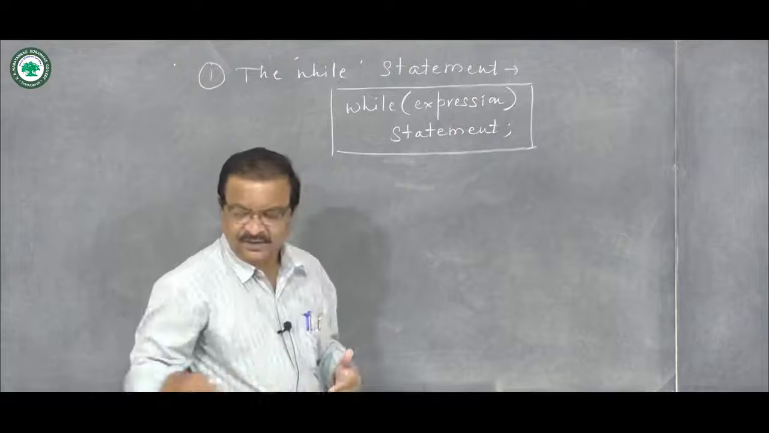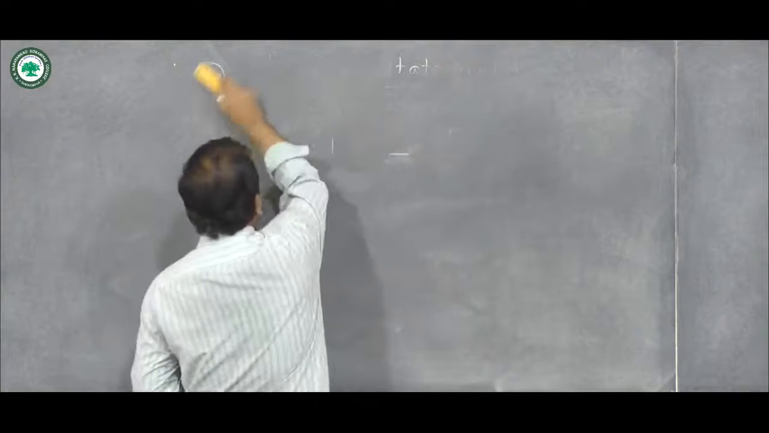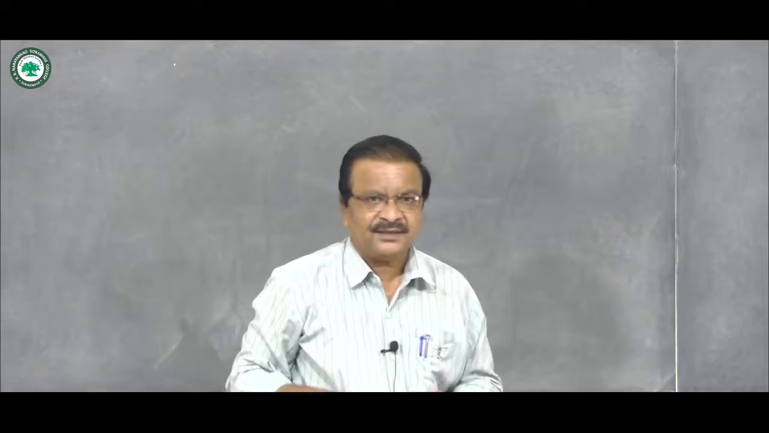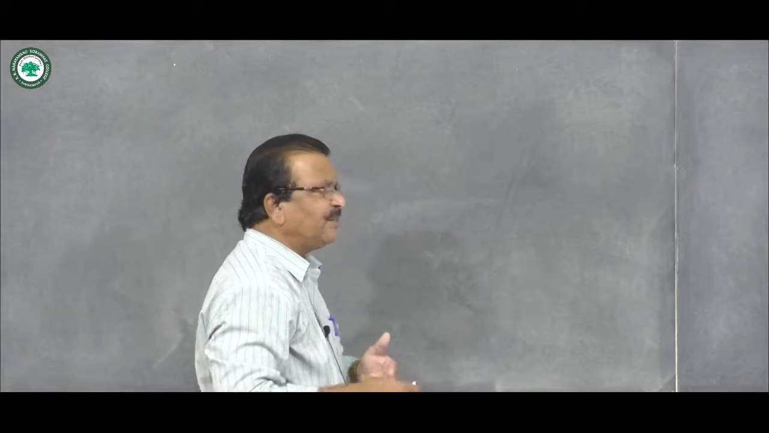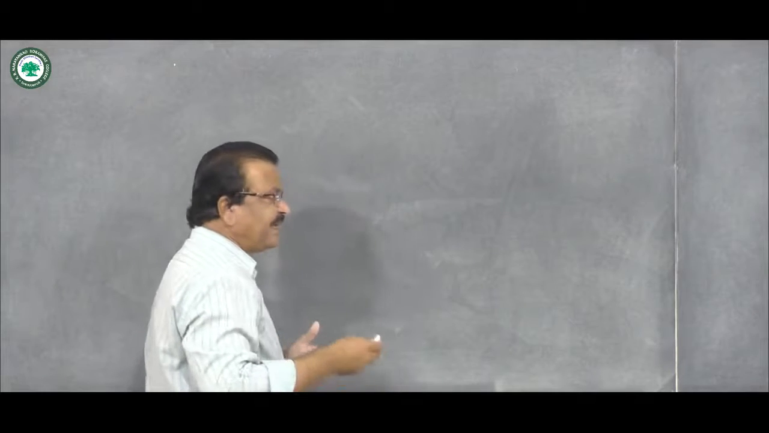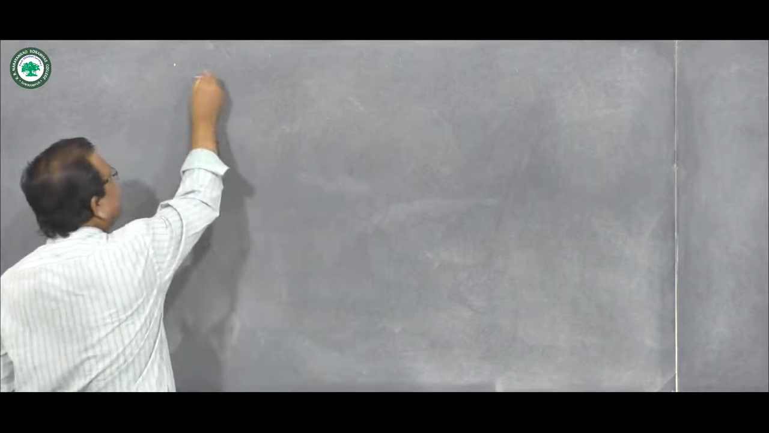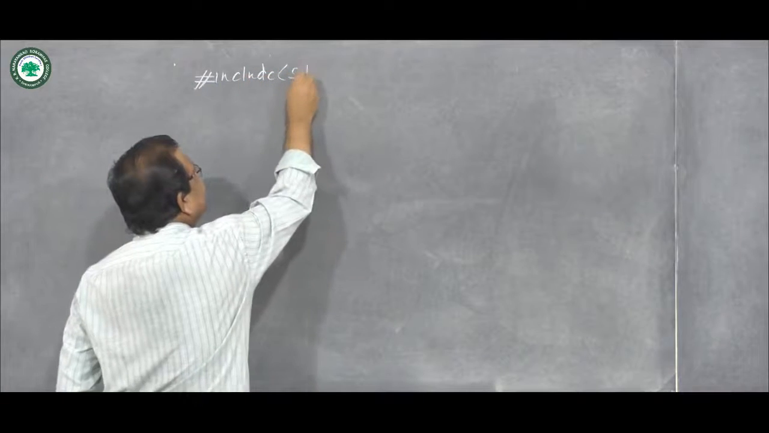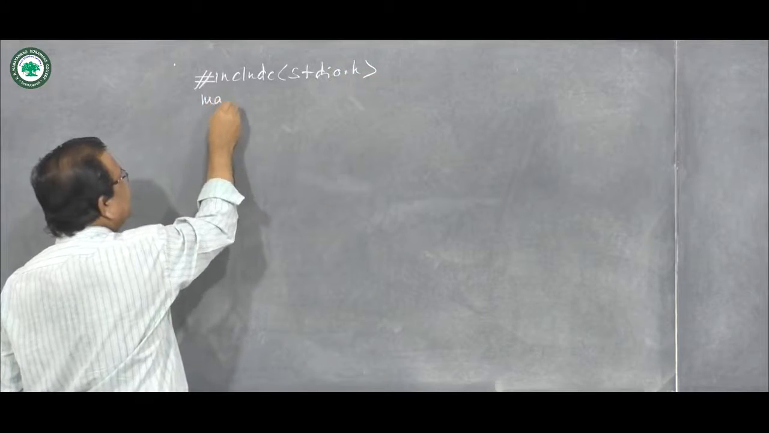Here is an example of a while loop. What I want to do is display the digits 0 through 9, each on a separate line. So I am going to write a program for that. First thing will be hash include stdio.h, then the main function starts here.